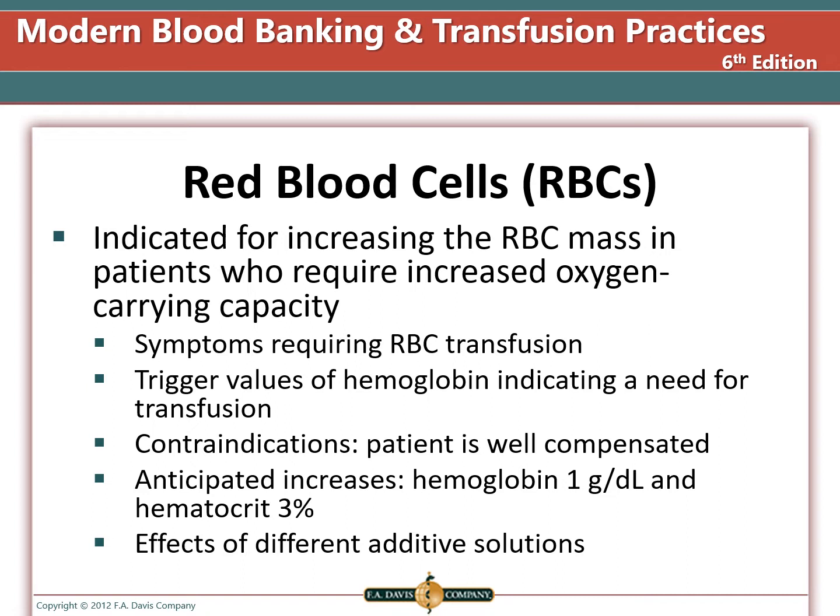There used to be a 10 gram per deciliter hemoglobin trigger for transfusion, but some people are not symptomatic at this level. If a patient is at 6 grams per deciliter or less, this is a critical level. If a person has a well-compensated anemia, then they don't need to be transfused. Each unit of packed red blood cells should increase the hemoglobin 1 gram per deciliter, or the hematocrit 3%.